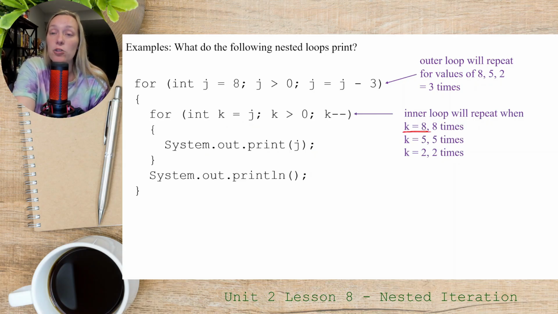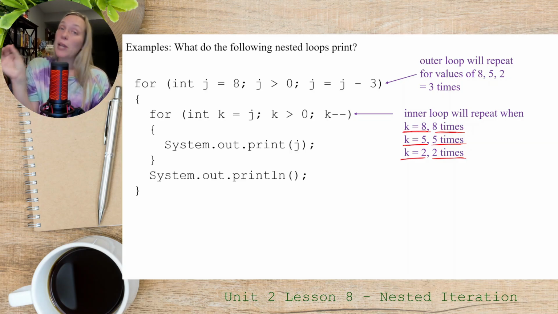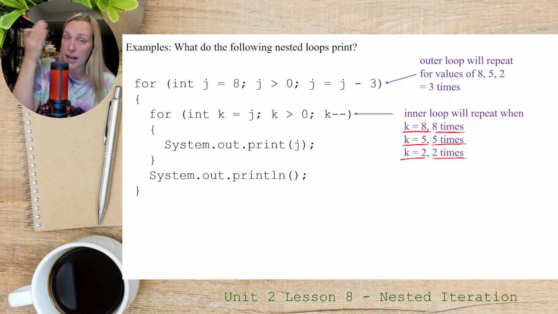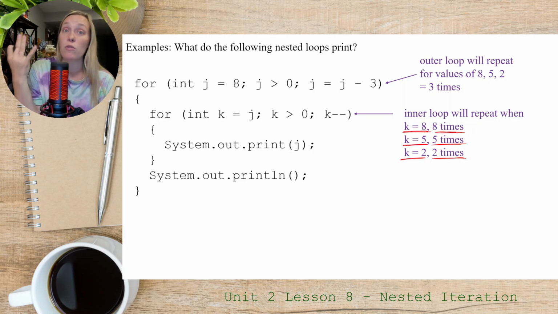So the first time through, K is going to be 8, so that means the inner loop repeats 8 times. The next time through, K is going to be 5, and that means the inner loop will repeat 5 times. Then K will be 2, and the inner loop repeats 2 times. If you like writing that off to the side to keep track of how this loop is working, go for it.